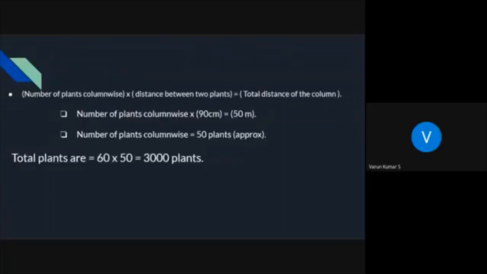Similarly, number of plants column-wise times distance between two plants equals total distance of the entire column. The distance between the two plants, as we know, is 90 centimeters. If we plug in the values, number of plants column-wise times 90 centimeters equals 50 meters, which gives approximately 50 plants column-wise. So total number of plants is 60 row-wise and 50 column-wise, that is 60 times 50, 3000 plants.